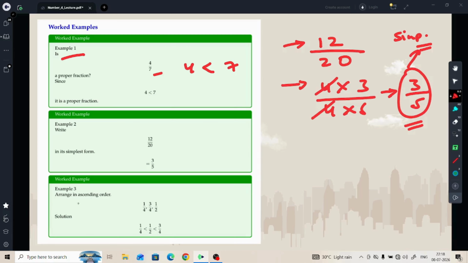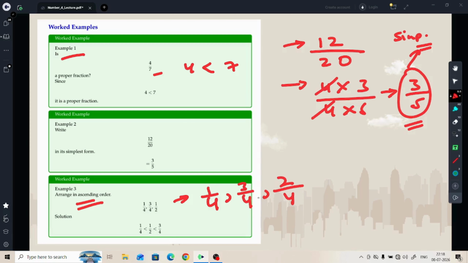Again, you can get a question like this also: arrange in ascending order the proper fractions. So in this case, again, what you should do is make the denominator the same. So for that also, it is very easy. Just like it starts with 1 by 4, then 3 by 4, and then this 1 by 2. If you want to make its denominator 4, you need to multiply both the numerator and denominator by 2. So it becomes 2 by 4.